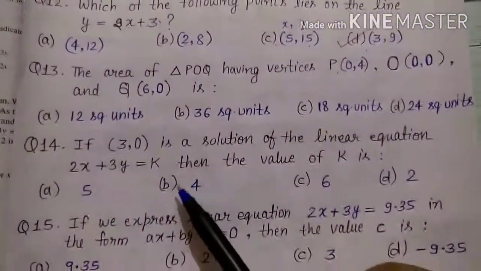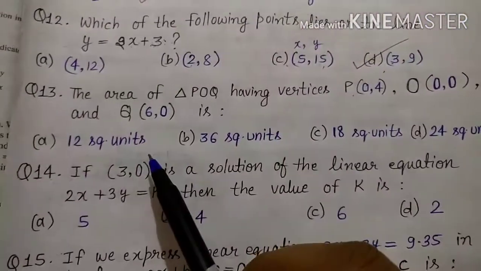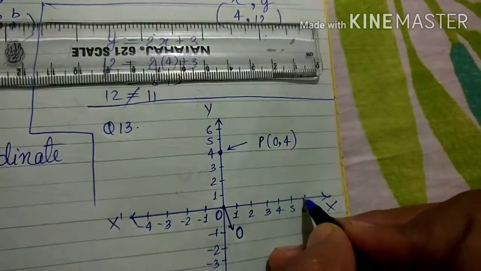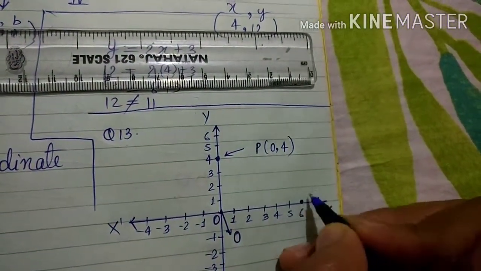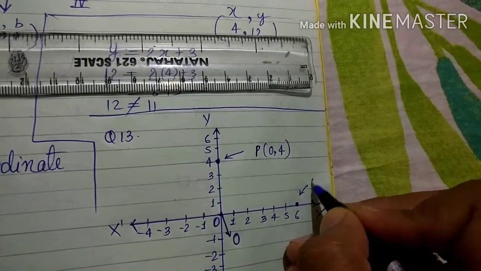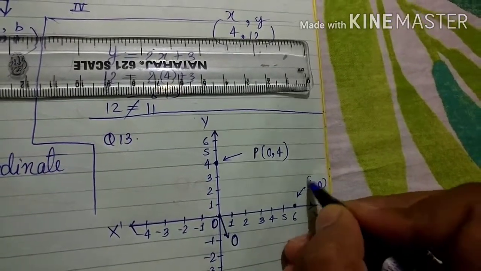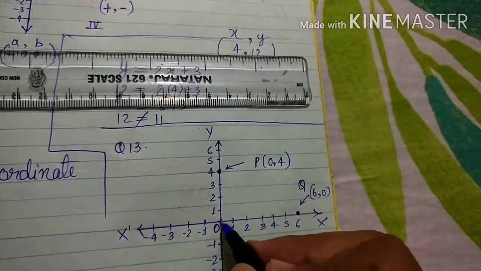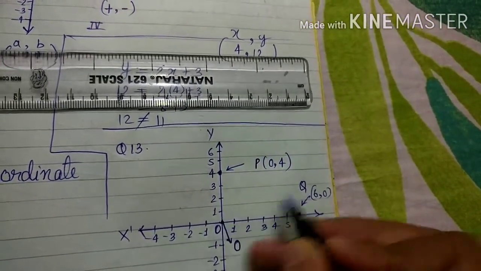PO. And then what? Point Q. What is the value of Q here? 6 comma 0. So 6, 1 2 3 4 5 6. This is 6 comma 0, meaning y is 0. It will lie here only. This point is showing 6 comma 0. It means this is the point Q. So we got POQ. O is here in the origin, and Q this one.